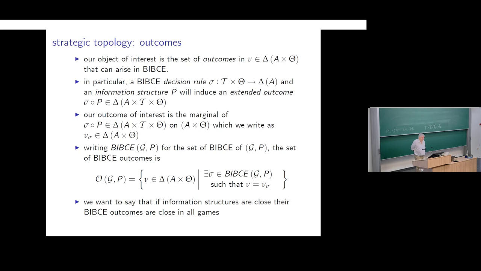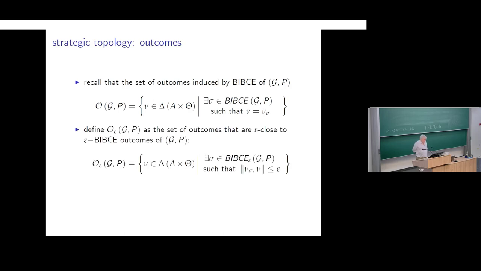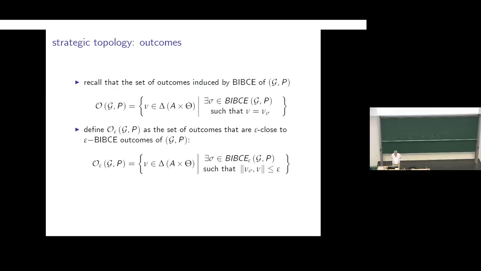Intuitively, we want to say that information structures are close if their BIBCE outcomes are close in all games. What do we mean by that? Well, this was the set of outcomes induced by BIBCE. Suppose we define a slightly larger set of epsilon BIBCE outcomes, where we expand the set of outcomes in two ways. First of all, we require that they correspond to a decision rule which is only an epsilon BIBCE. And secondly, we require that this outcome is within epsilon in Euclidean distance. Remember, these are probability distributions over finite sets.